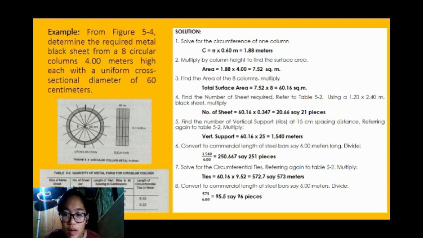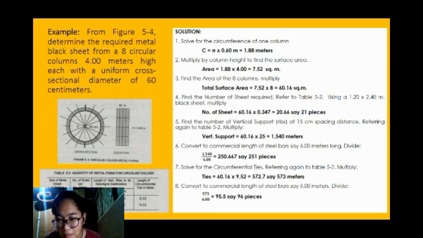So mao na to ang area for one column height and the circumferential of one column. So after identifying the area, we must find the area of the 8 columns by multiplying the area of one column by 8 kay mao man ato ang required, which is 8 circular columns. So we have a 60.16 square meter as a total surface area.